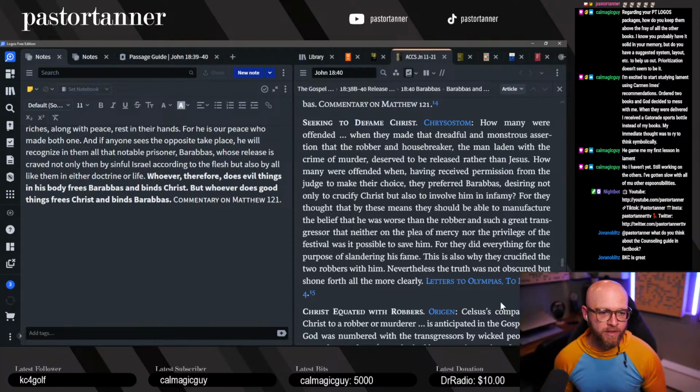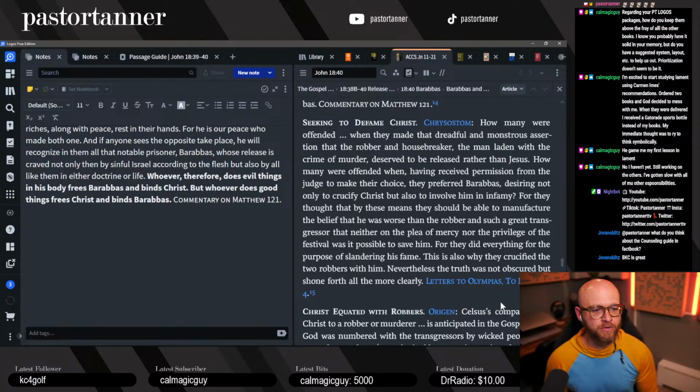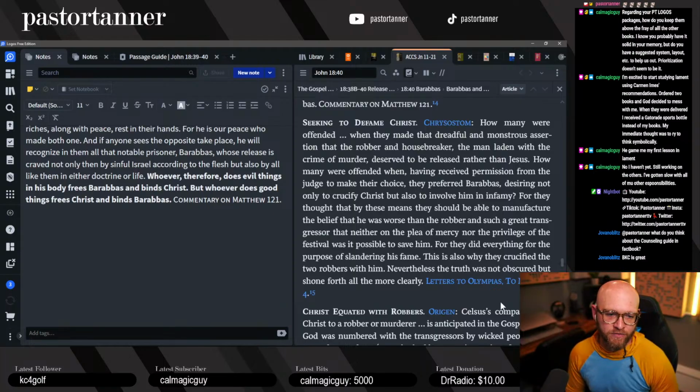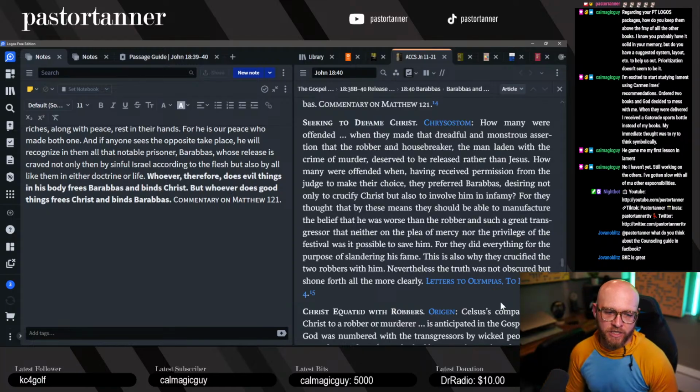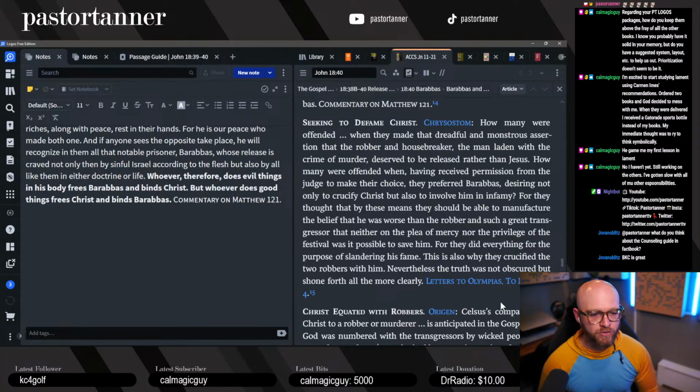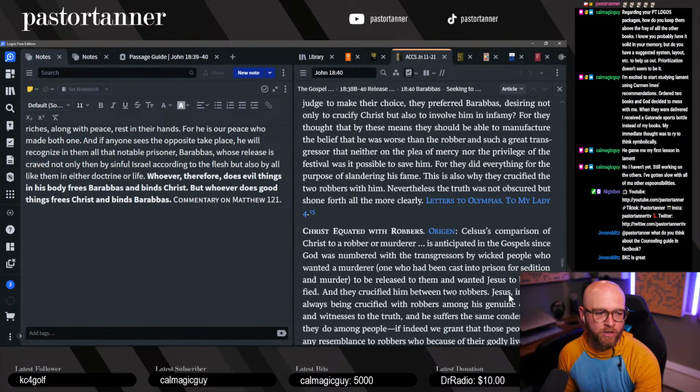For they thought that by these means they should be able to manufacture the belief that he was worse than the robber, and such a great transgressor that neither on the plea of mercy nor the privilege of the festival was it possible to save him. For they did everything for the purpose of slandering his fame. This is also why they crucified the two robbers with him. Nevertheless, the letter was not obscured, but shone forth all the more clearly.